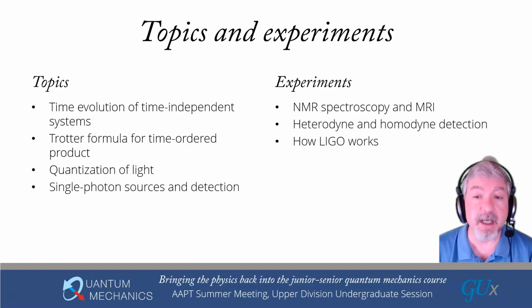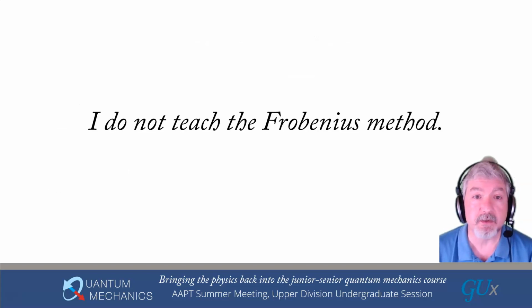We then quantize light. And with that, we talk about heterodyne and homodyne detection because the frequency of light is so fast, you can't directly measure it. We talk about how you make single photon sources and why a single photon source is different from just dim light. We talk about how you detect single photons. And finally, we talk about how LIGO works, which is one of the crowning achievements of this decade and something that should be in every quantum mechanics course.